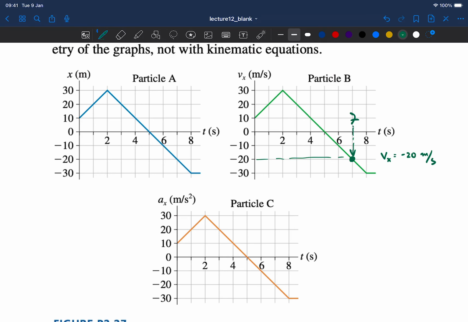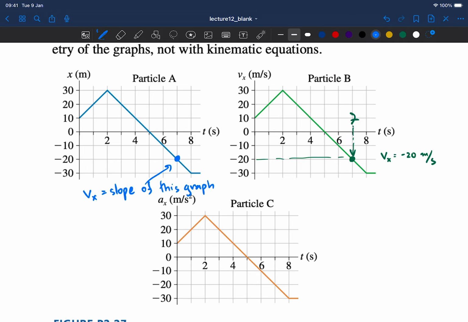Now, the next one is probably particle A. It's the same time, but the value that you read here is not velocity. So for particle A, the answer is not minus 20. So what's the answer? Well, if you have a position and time graph, then the velocity is the slope. So you need to find the slope. So Vx is the slope of this graph here at this point.